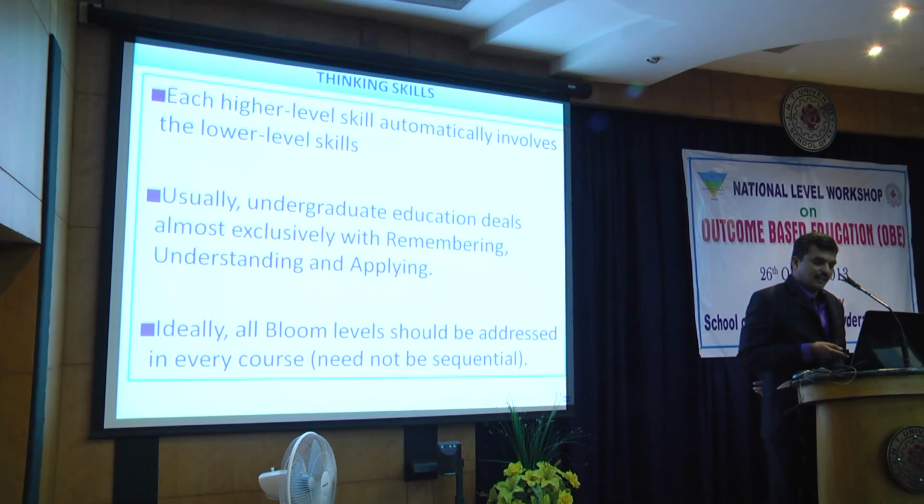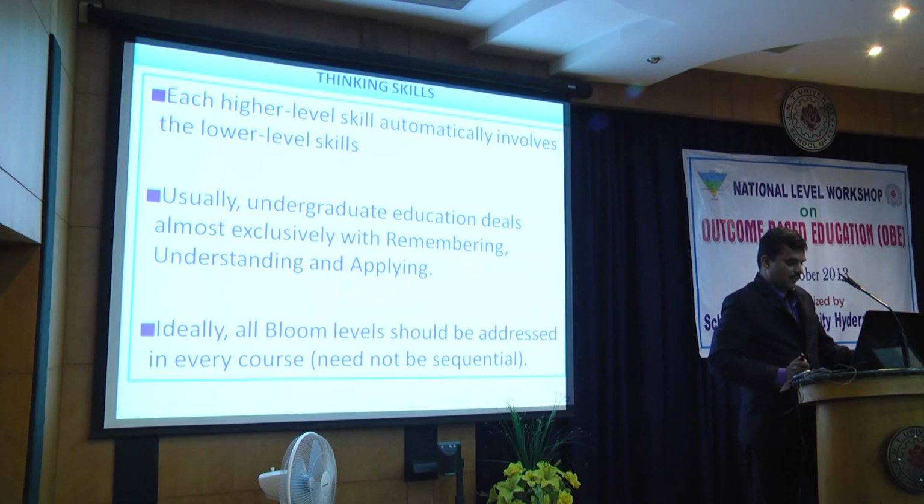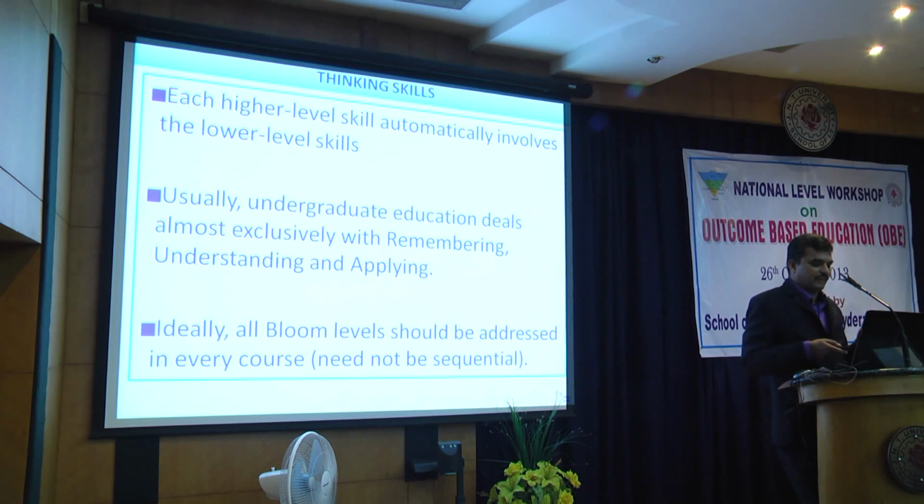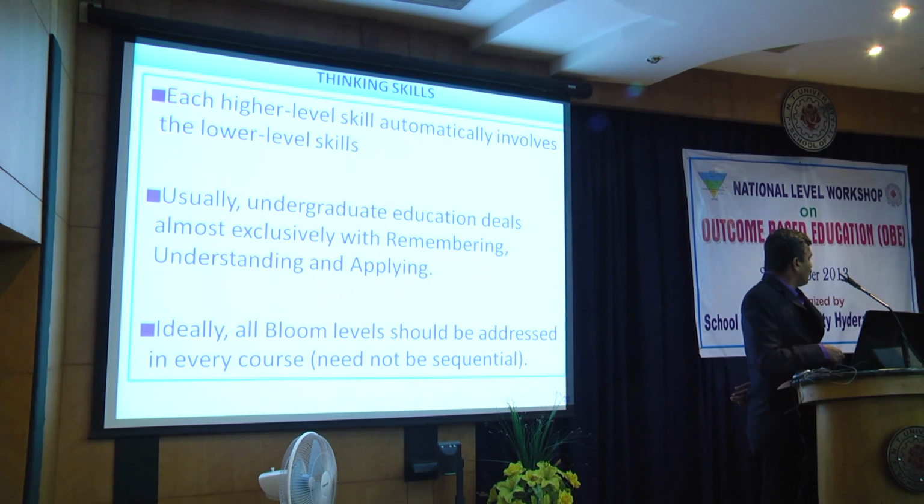You see, each higher level skill automatically involves the lower level skills. Usually undergraduate education deals almost exclusively with remembering, understanding and applying. So in UG courses, whether private or wherever you see, we are mainly focusing on these 3 parameters only. What are the 3 parameters? One is remembering, another is understanding, and applying.